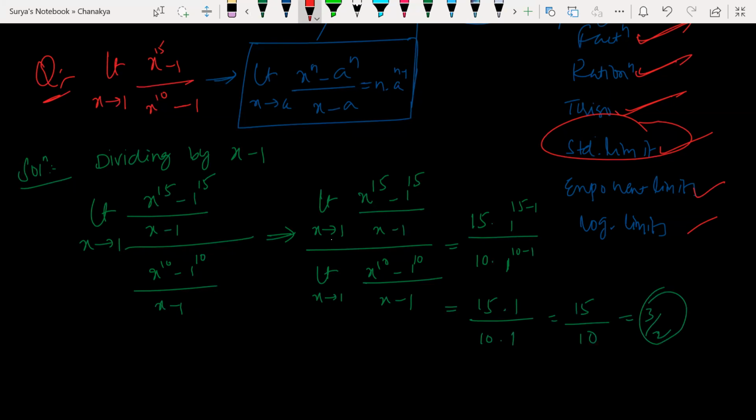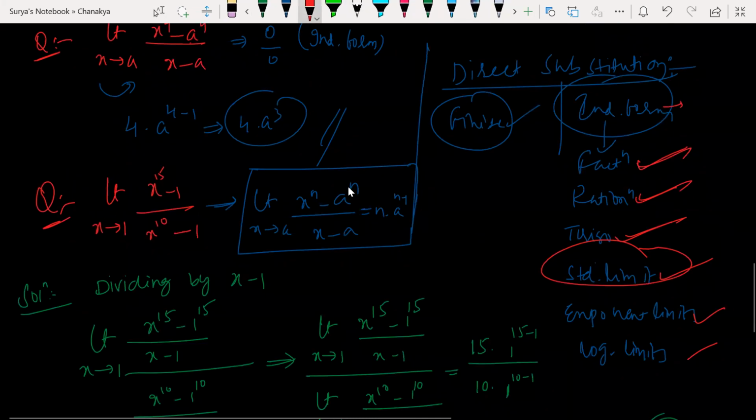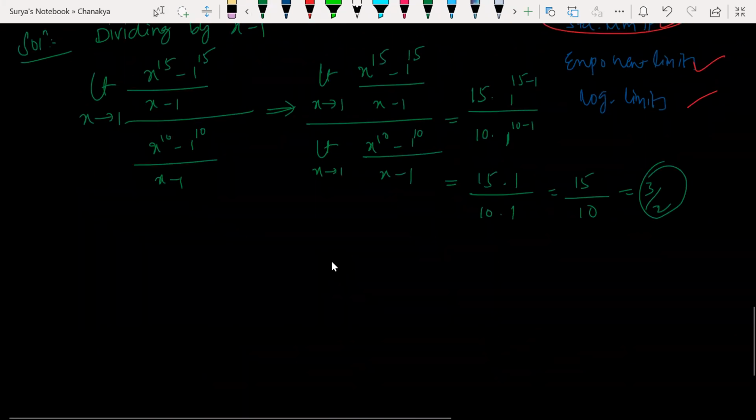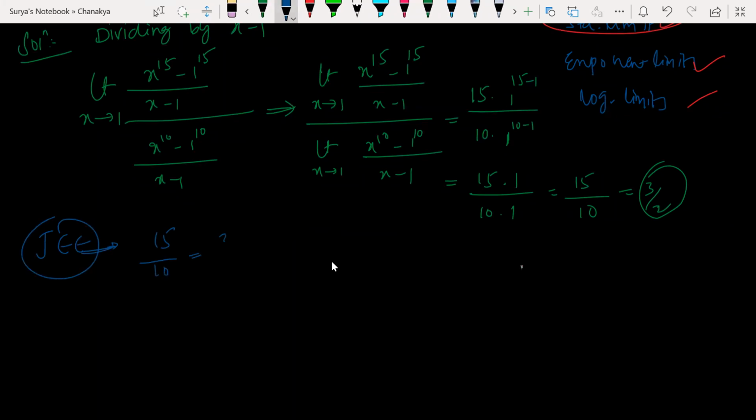If they ask in JEE, straight away I can tell the answer. Look at this here. Power is 15, power is 10 here. So 15 by 10 is the answer. If you simplify this, you will get 3 by 2 again. From the JEE point of view, quickly you can tell the answer. Clear? Guys, JEE method. For the JEE point of view, simply 15 by 10 is the answer, 3 by 2. Is it clear?